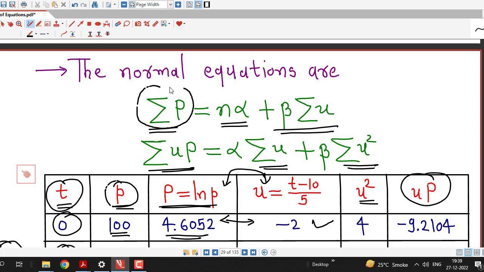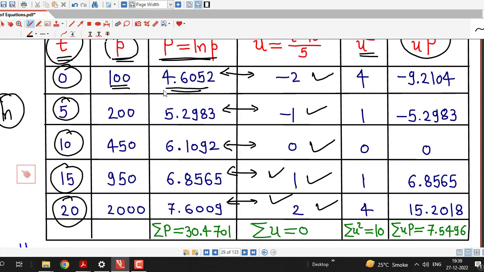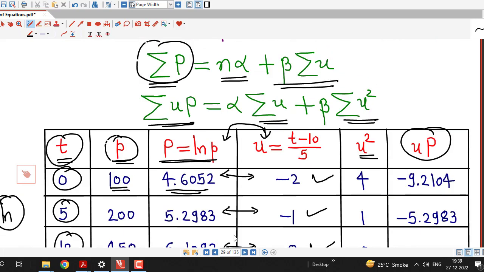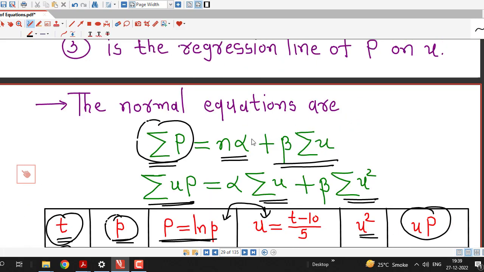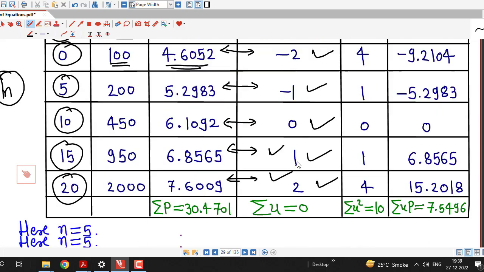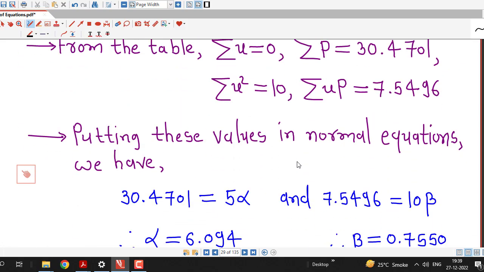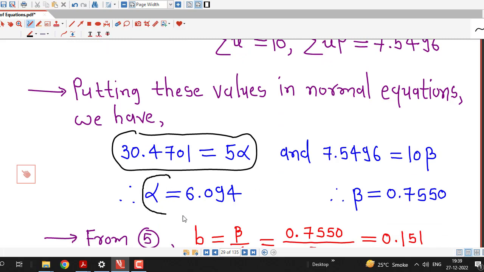First normal equation is sigma p. So sigma p is 30.4701 equal to b times sigma u plus n times alpha. Value of n is 5. So here I have 5 alpha equal to sigma p, because this quantity becomes 0. So if I use the first normal equation, I will obtain this equation, and from this equation I can decide alpha. I divide this quantity by 5 and I obtain alpha equal to 6.094.